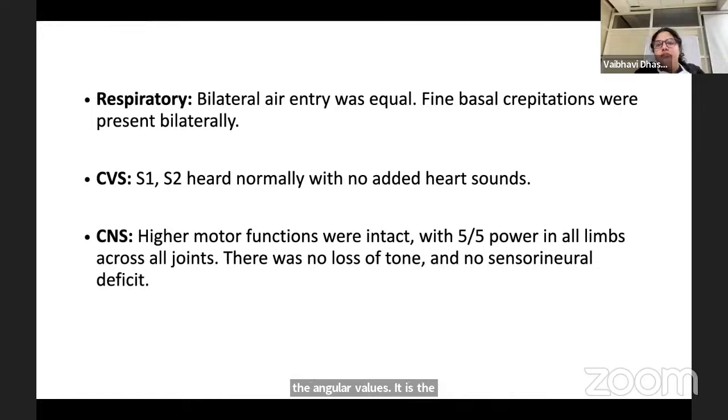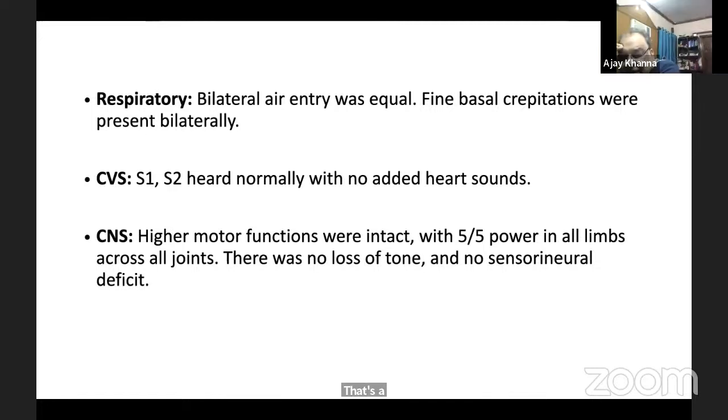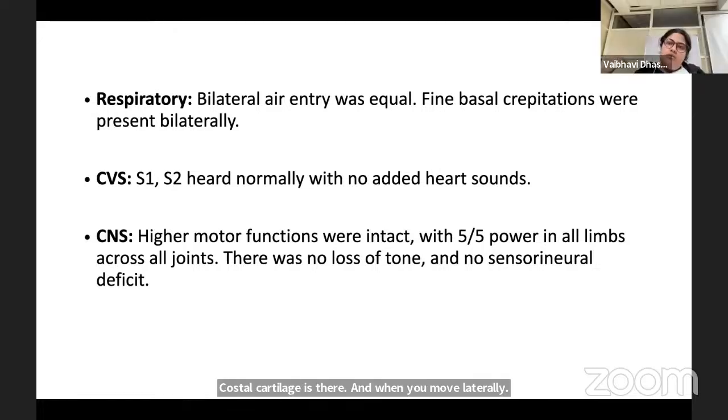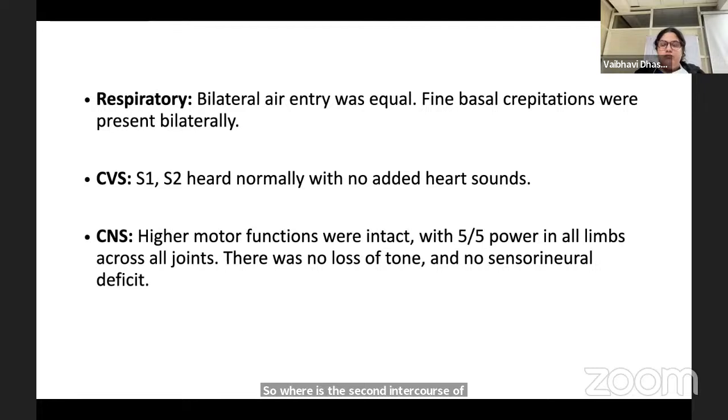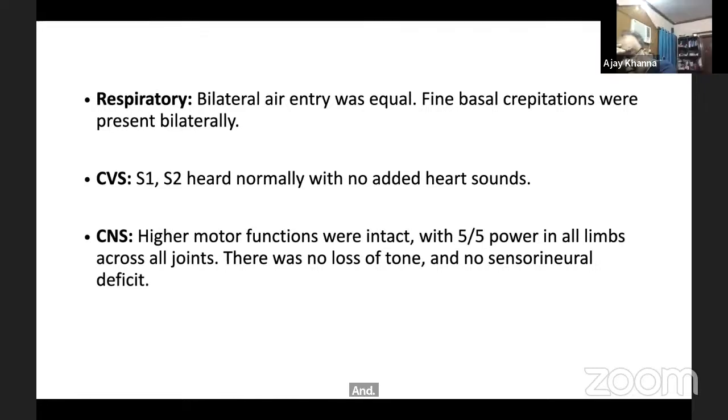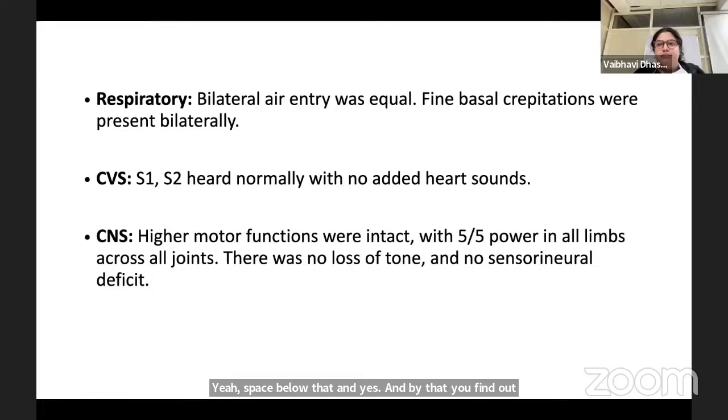Yes, sir. Costal cartilage is there. And then when you move laterally to the mid-clavicular line, there you get the second rib. That's where the rib starts. So where is the second intercostal space? The space below the second rib. And by that you find out the upper border of the liver dullness. Yes, sir. Okay.